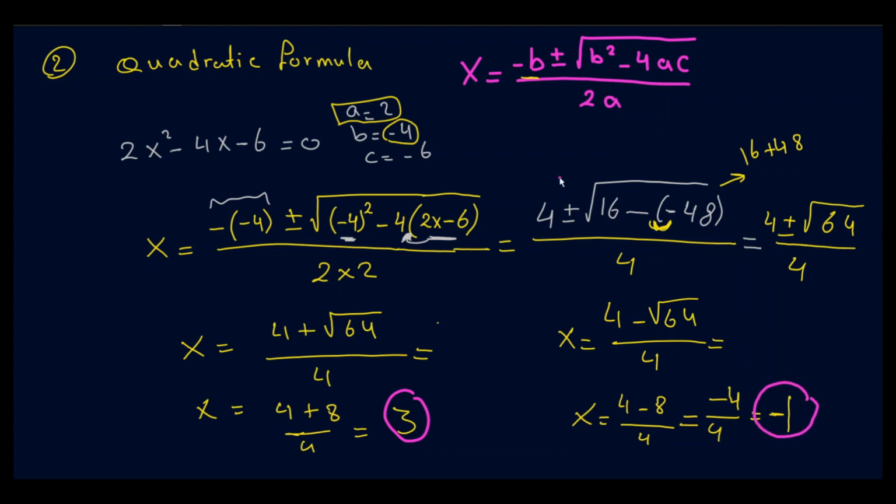The plus and the minus over there is the reason why we get two results. One time with a plus and one time with a minus. Even if for some reason you get the same numbers, also write both of them. Okay? This is for our second method.